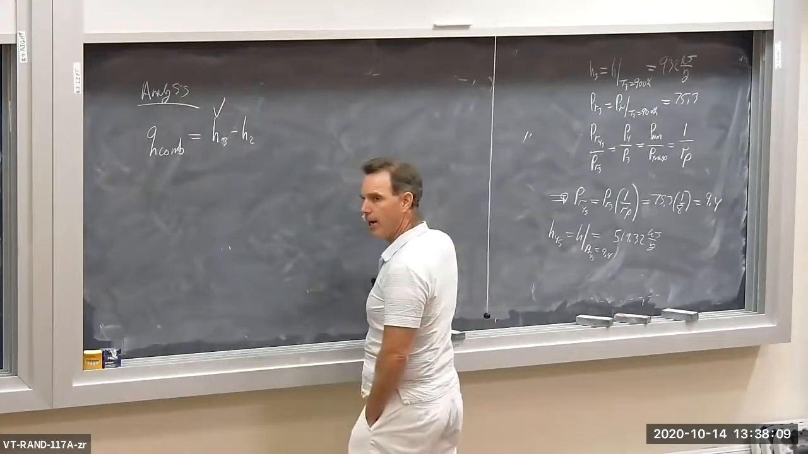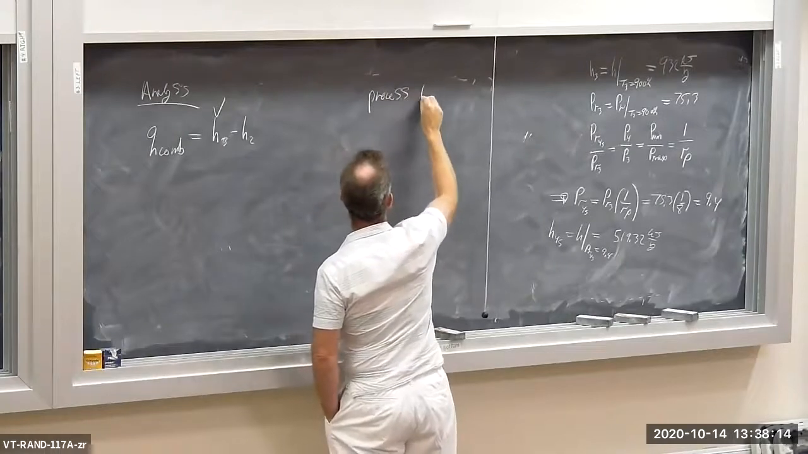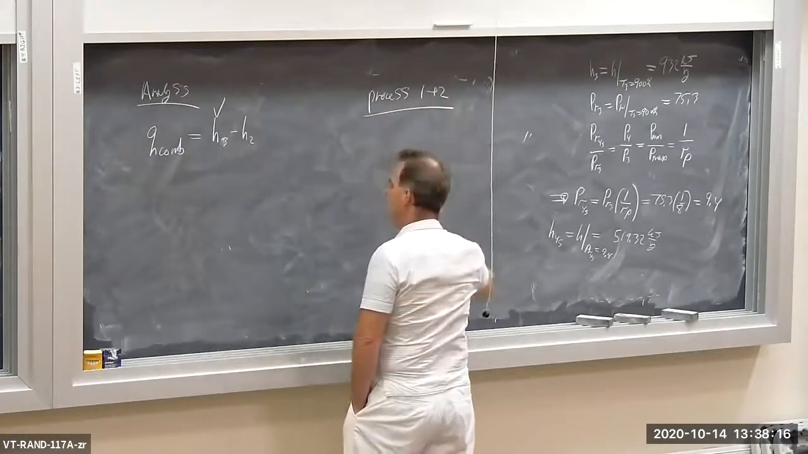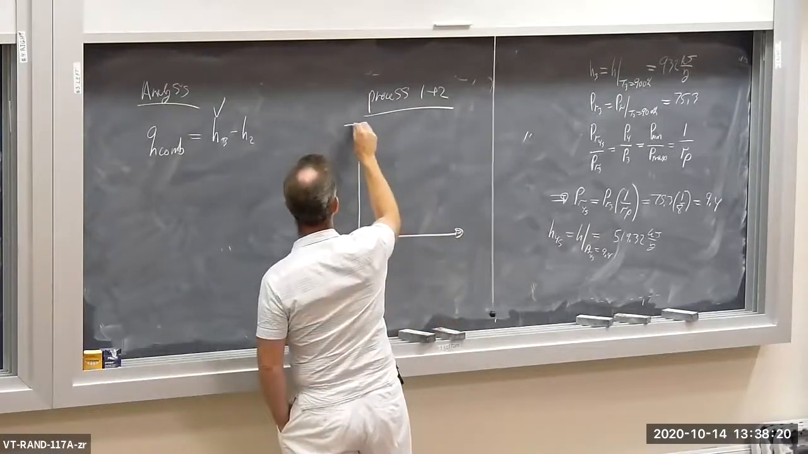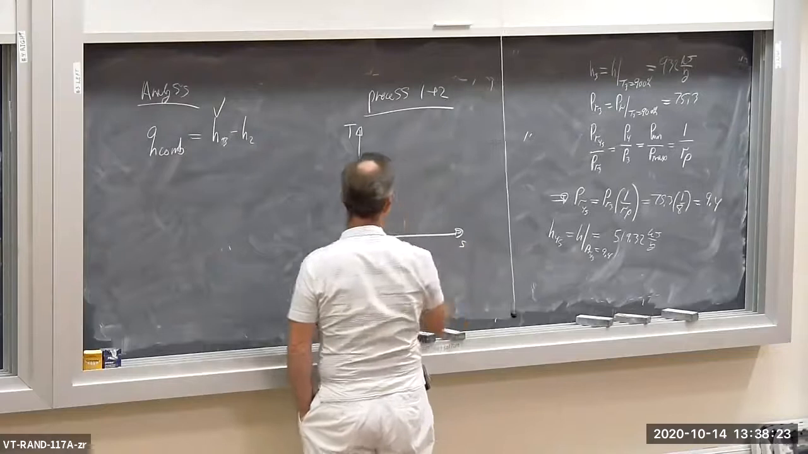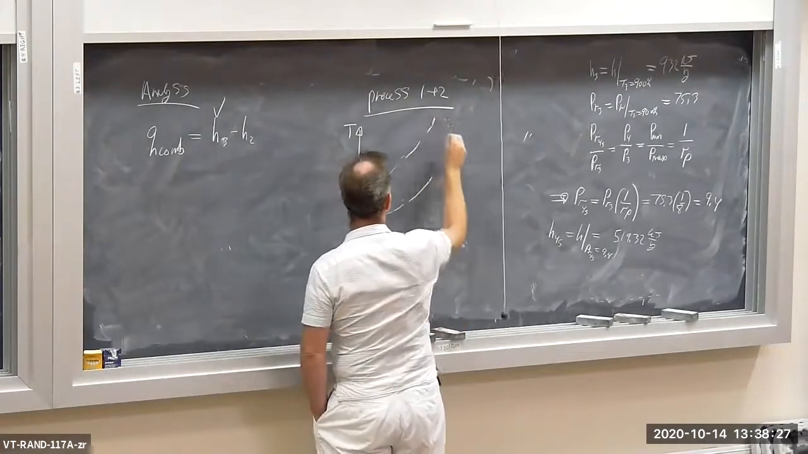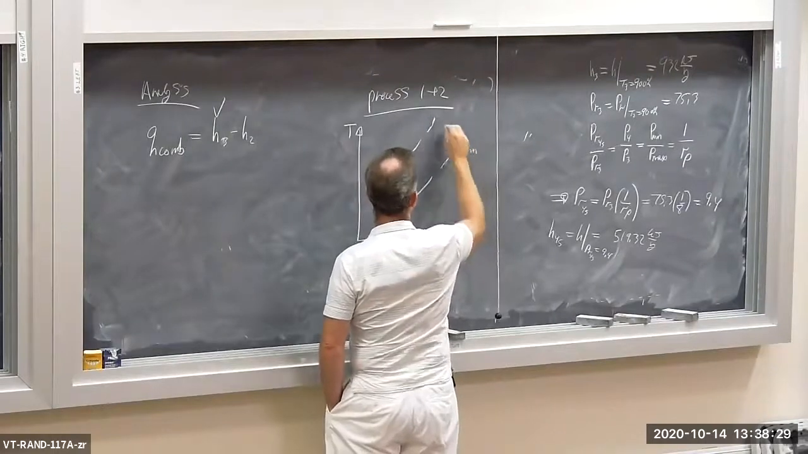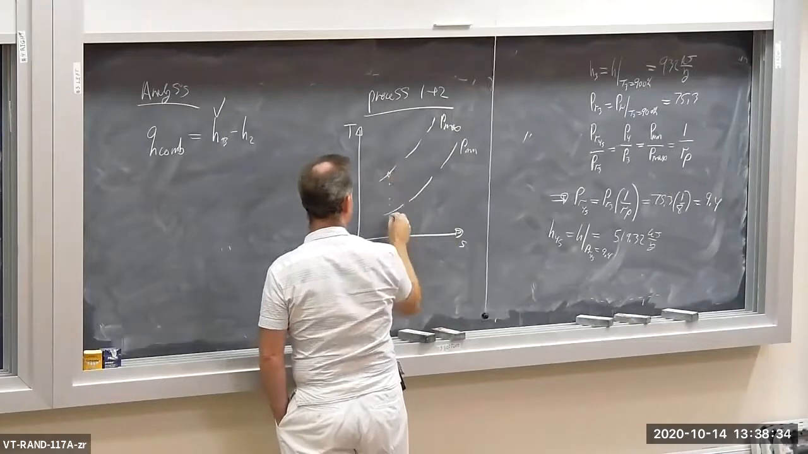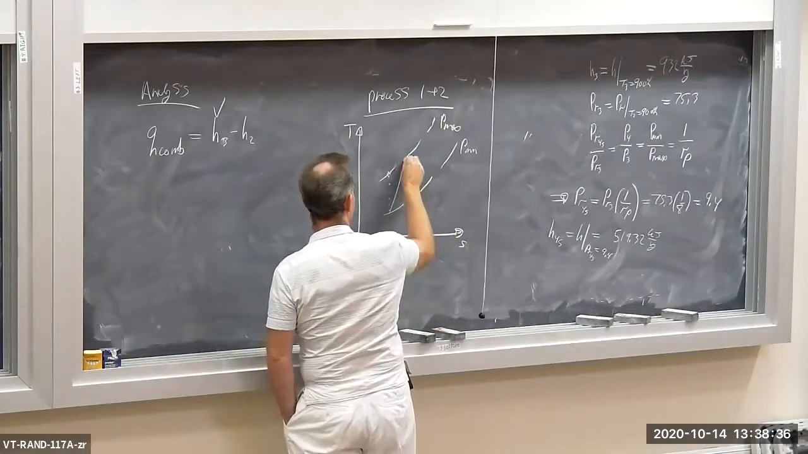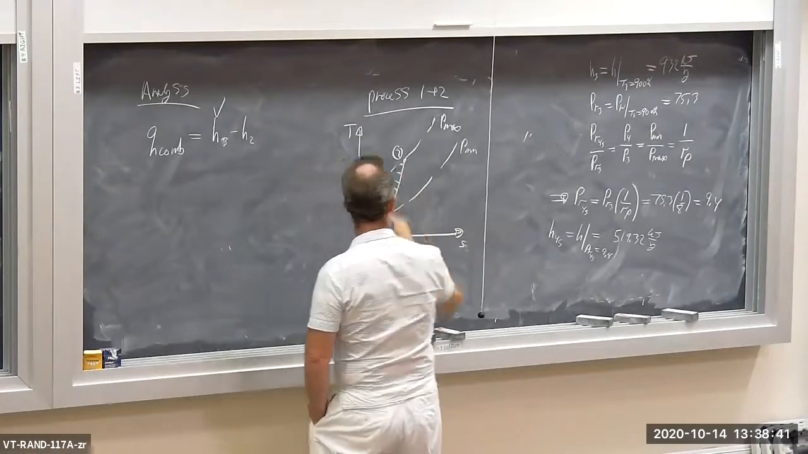So let's look again at process 1 to 2. Here's my TS diagram. Here's my min and max isobars. Here's the isentropic process. Here's the real process in the compressor.